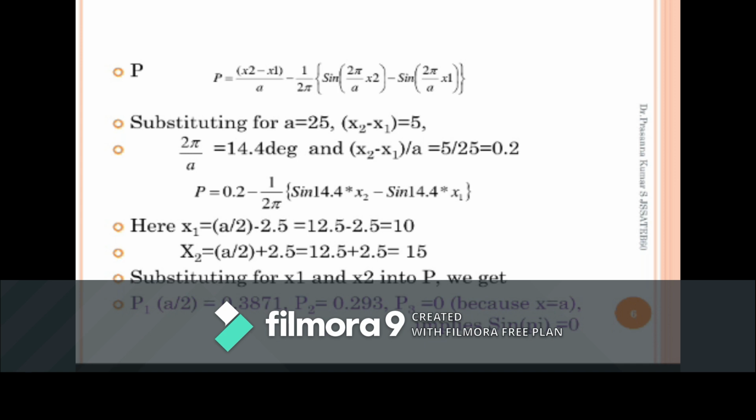Now it is asked to calculate the probability at a by 2. Therefore, what is x1? x1 is 10, x2 is 15, since a is 25, and we have already seen that a by 2 is 12.5. So it is 15 minus 10 by 25, minus 1 by 2 pi sin of 2 pi by a.